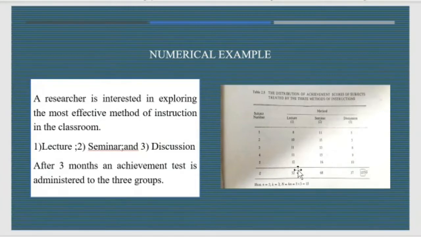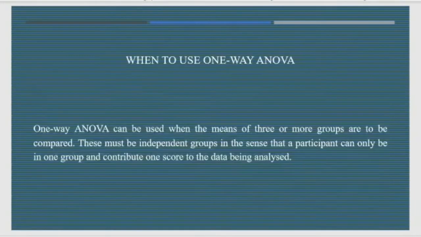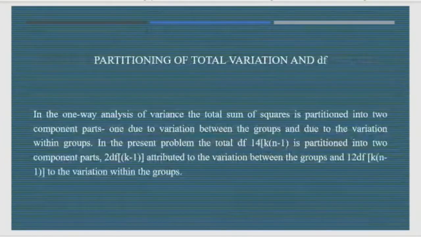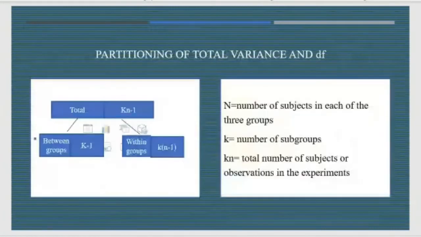So in ANOVA, just a minute, sorry, in ANOVA, we can divide the variance, and we divide the DF in two ways. First is DF for between group, k minus 1, where k means the number of subgroups. And another one is within group, k times n minus 1. This is DF.